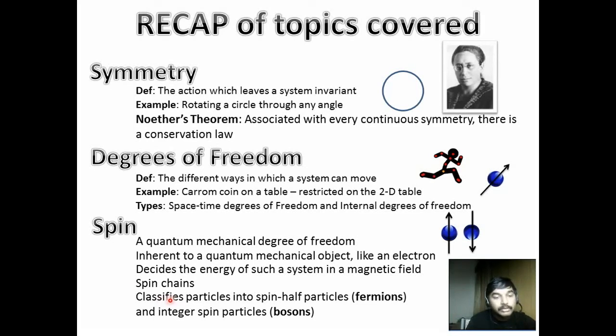And the spin also helped us classify particles into spin half particles and integer spin particles. We know the spin half particles are called fermions and integer spin particles are called bosons. We saw the differences between a fermion and a boson.